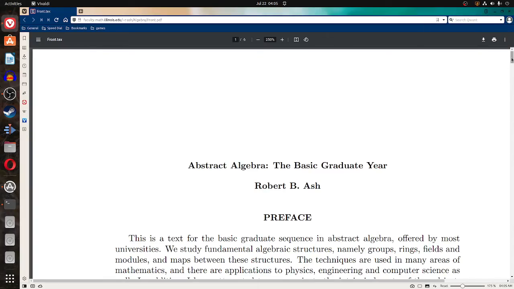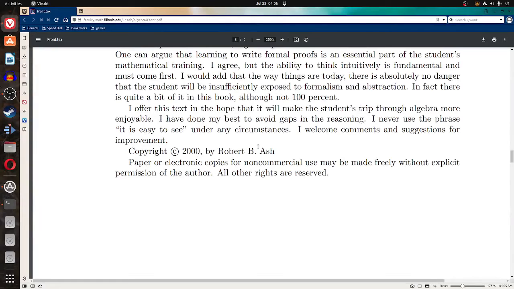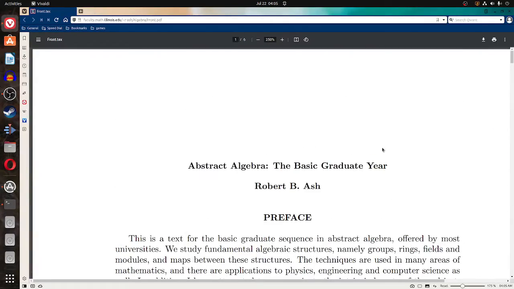I guess we'll start with the preface. Down here, I notice paper or electronic copies for non-commercial use may be made freely without explicit permission of the author. So that's good to know.